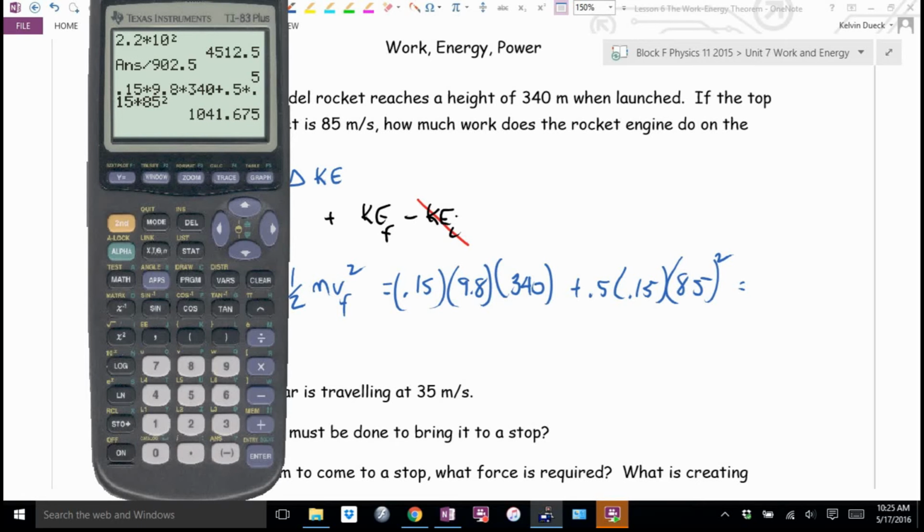You get 1,000, I'll go 1,040. Is that right? That's how many joules of energy must be contained in a little rocket engine.